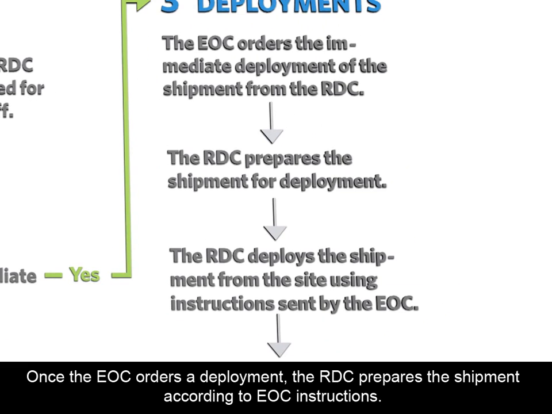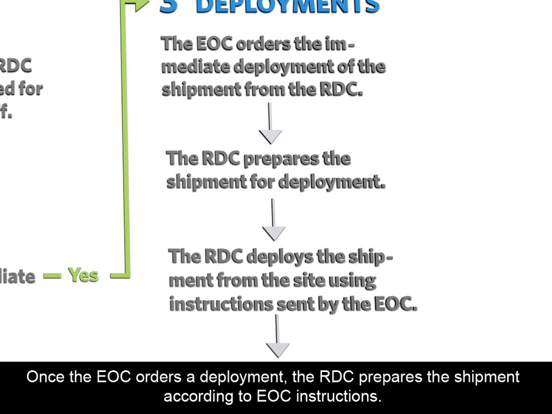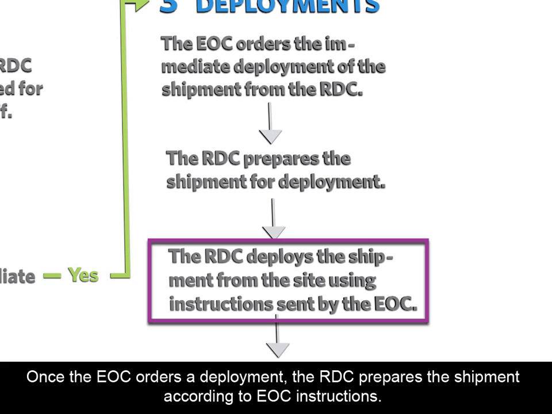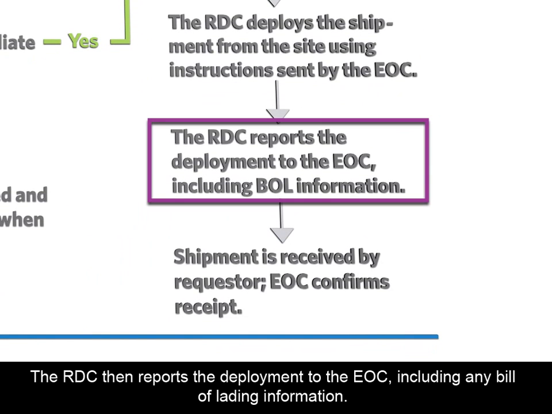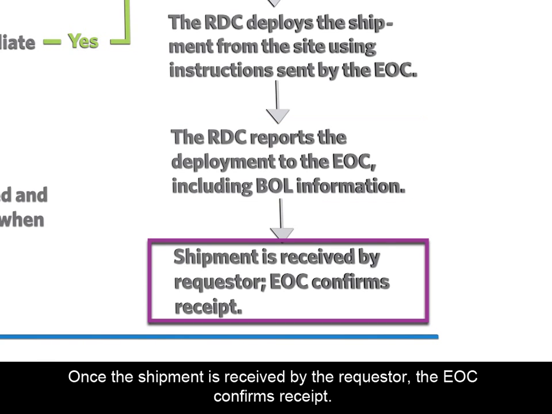Once the EOC orders a deployment, the RDC prepares the shipment according to EOC instructions. The RDC then reports the deployment to the EOC, including any bill of lading information. Once the shipment is received by the requester, the EOC confirms receipt.